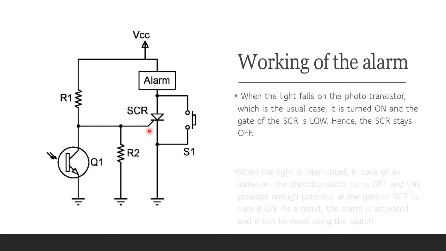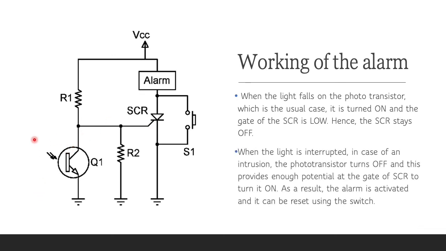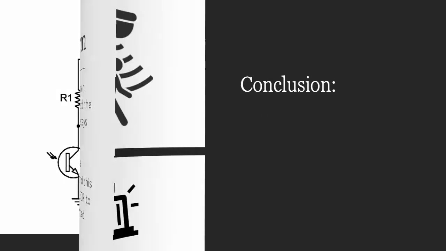But when the light is obstructed, current does not pass through this line and instead goes through this line, and therefore the voltage of the SCR gate increases. Some of the current also goes through the SCR into the PNPN diode or the thyristor, thereby triggering the alarm. The alarm can be reset using the switch S1, which connects the anode and the cathode of the thyristor, thereby turning the alarm off.